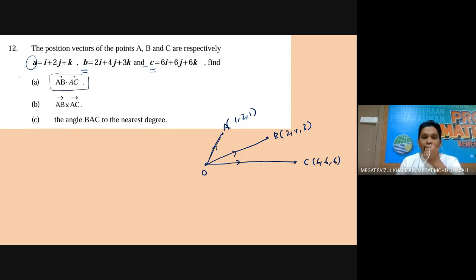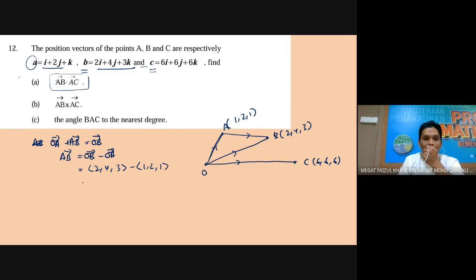So from O to A to B equals OB. From O to A plus A to B equals OB, where AB equals OB minus OA. So we refer to this vector OB, which is 2, 4, 3, minus OA, 1, 2, 1. So 2 minus 1 equals 1, 4 minus 2 equals 2, 3 minus 1 equals 2.